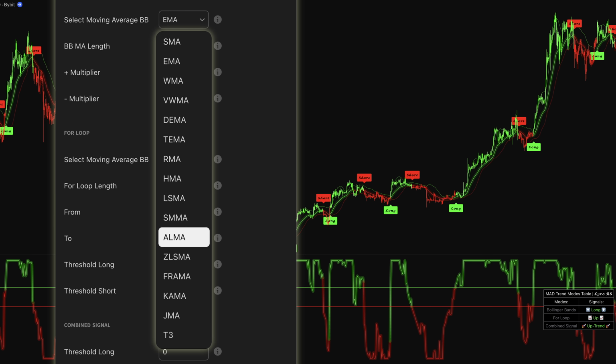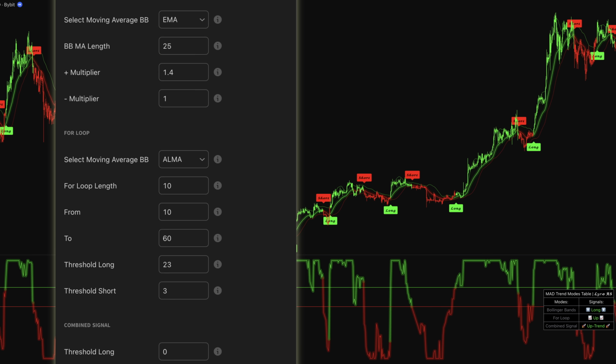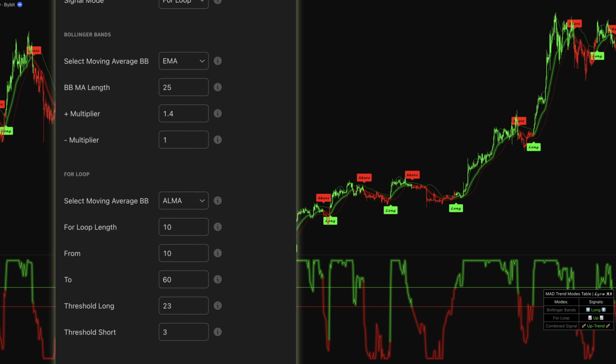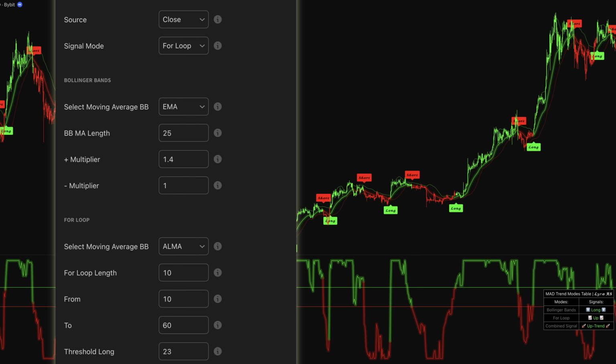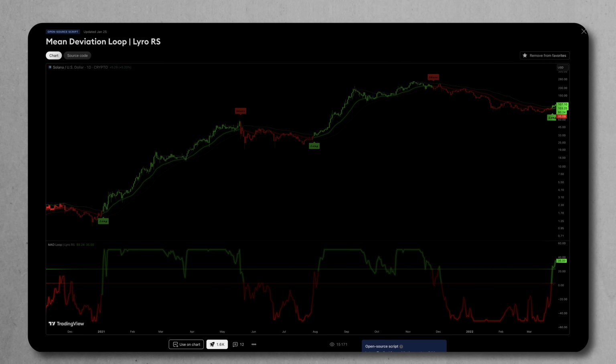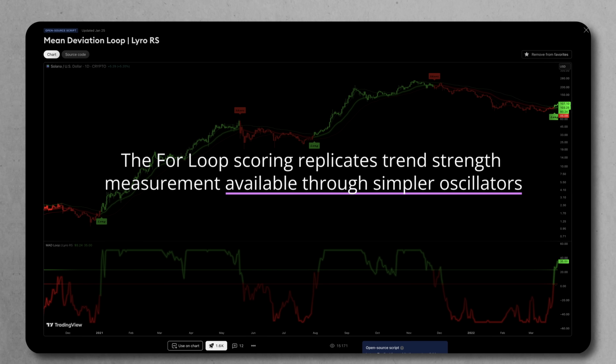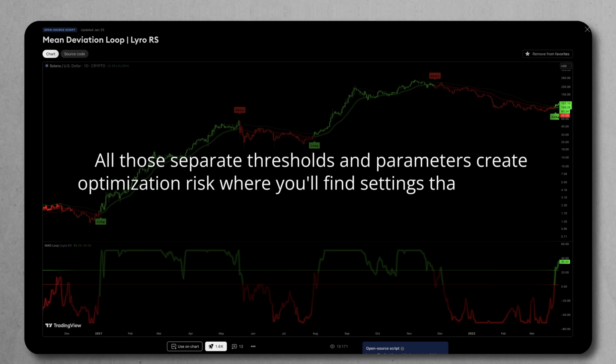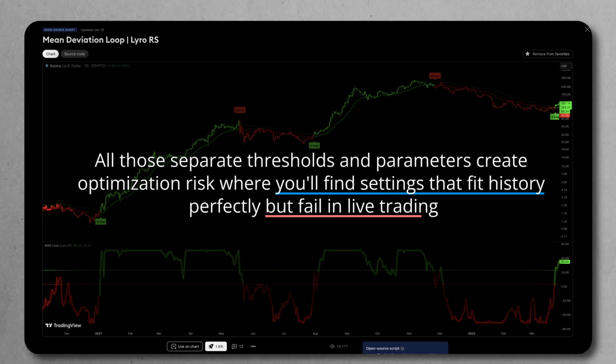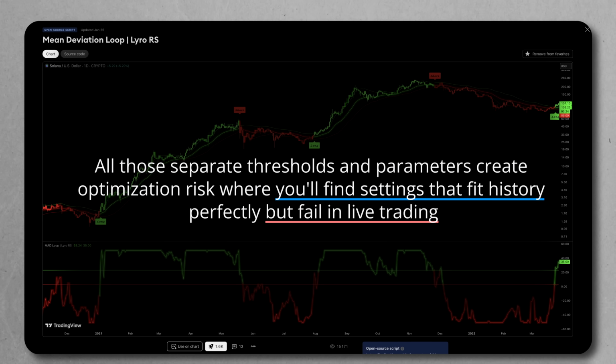Customization spans moving average type selection with 16 options from SMA to T3, separate length and multiplier controls for both calculation modes, independent threshold settings. The for-loop scoring replicates trend strength measurement available through simpler oscillators. All those separate thresholds and parameters create optimization risk, where you'll find settings that fit history perfectly but fail in live trading.